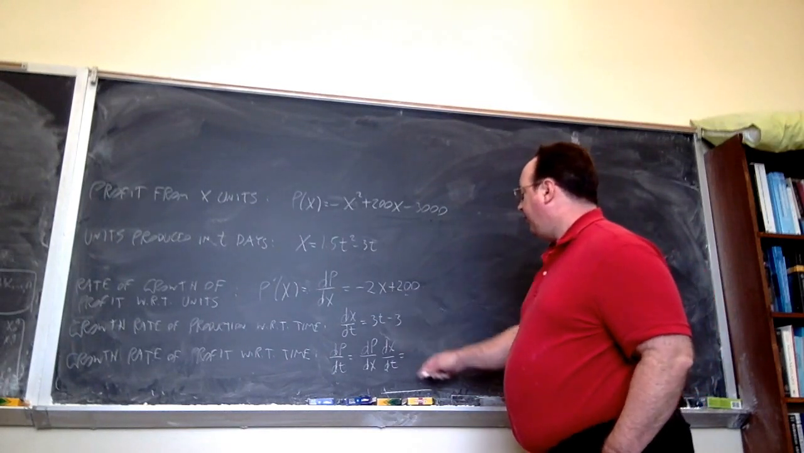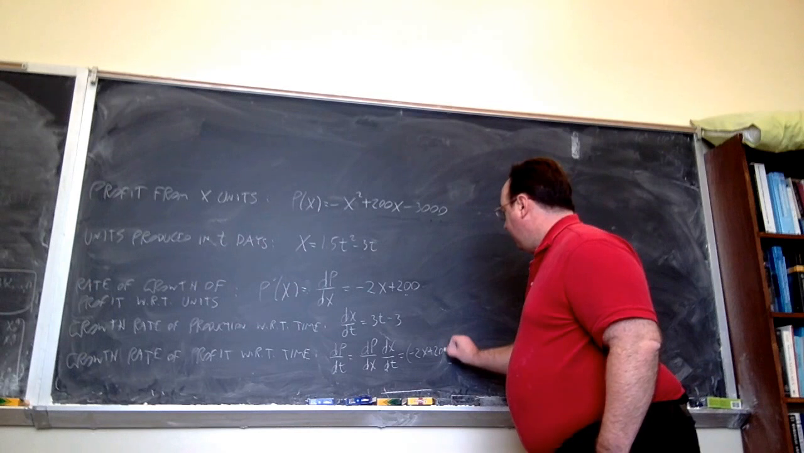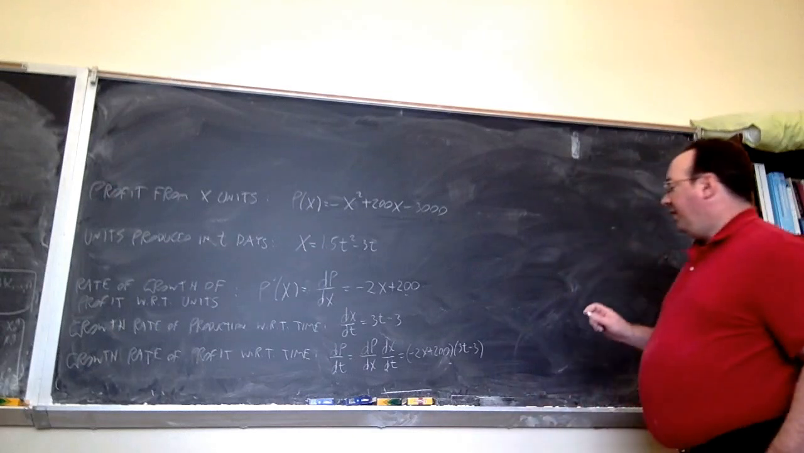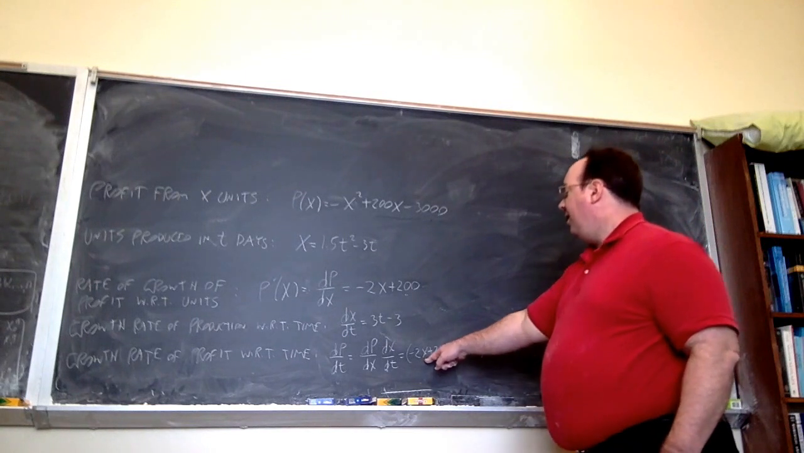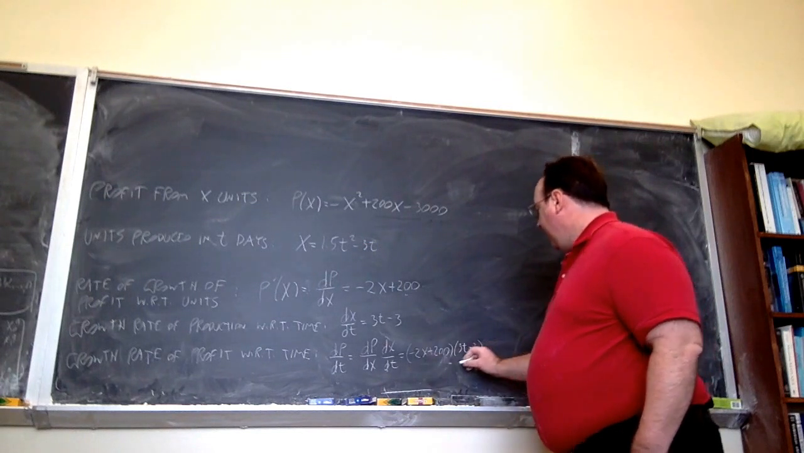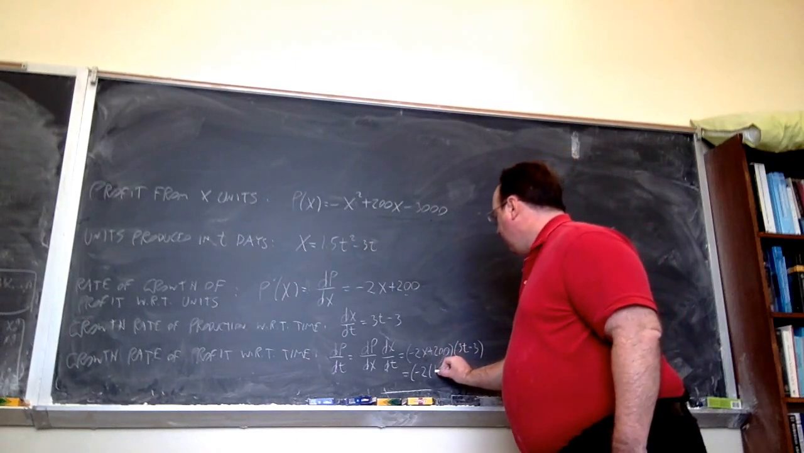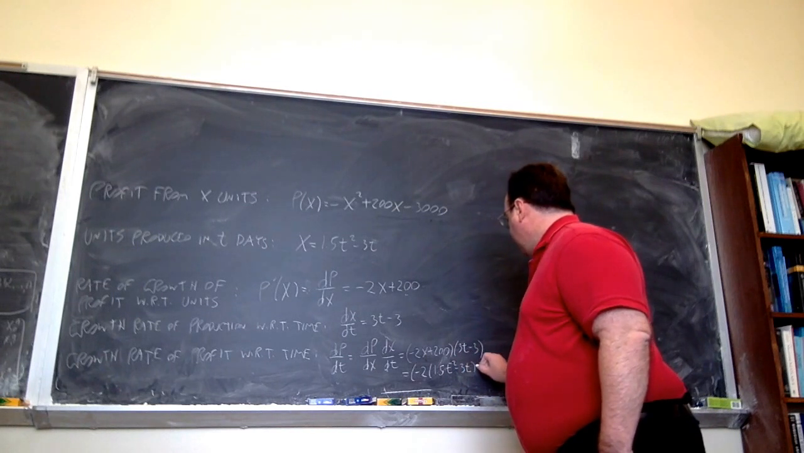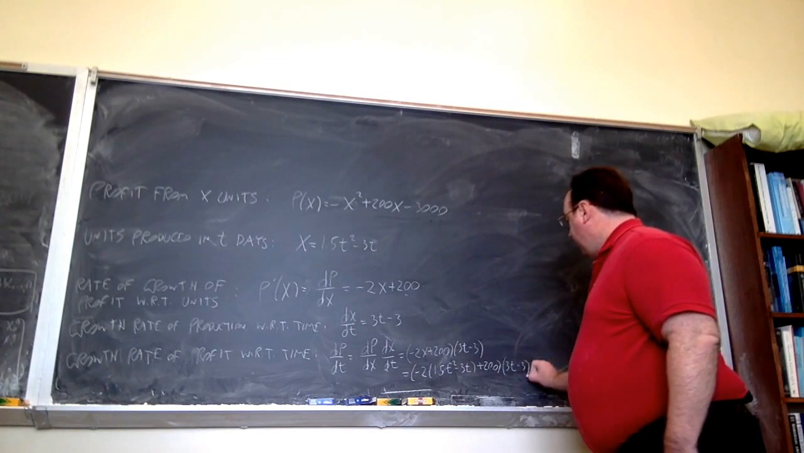So when I combine these derivatives, I have minus 2x plus 200 times 3t minus 3. But ultimately, my answer should be in terms of t. So wherever I see x, I should replace it with its definition in terms of t. So that would give me minus 2 times, and I'll substitute this in here, 1.5t squared minus 3t, and then don't forget the plus 200, and then times 3t minus 3.